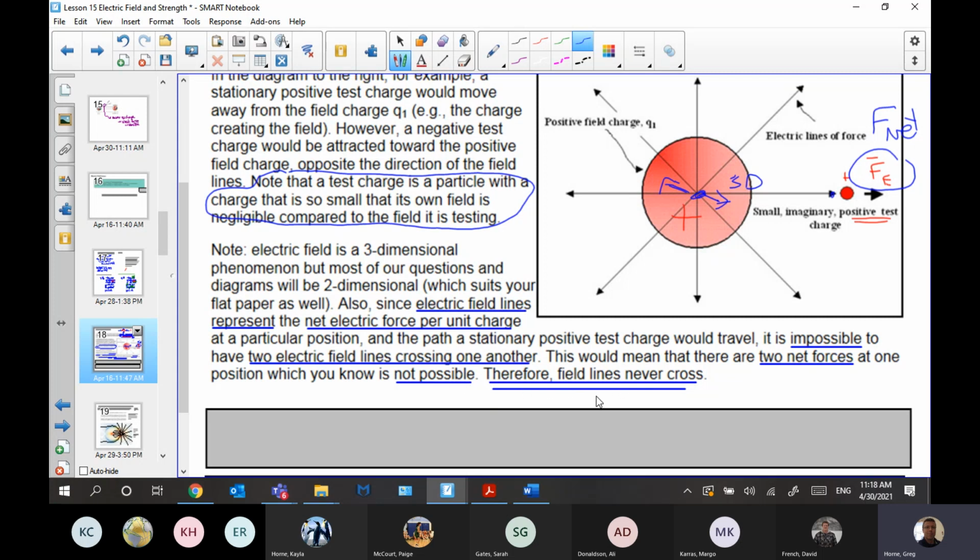So this is an important statement here, that field lines never cross. Because if they did, that would mean there'd be two net forces, which just doesn't make any sense.